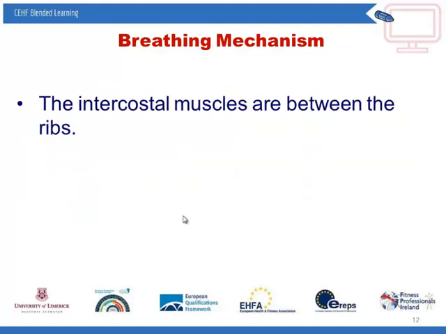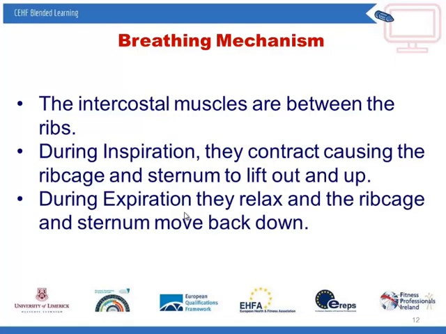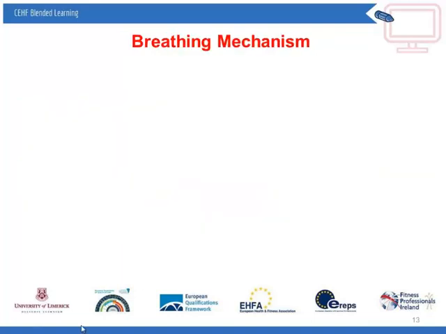The intercostal muscles then, which are between the ribs, during inspiration they contract, causing the rib cage and the sternum to lift out and up, and again this causes the thoracic cavity to increase in size. During expiration then they relax and the ribcage and sternum move back down into position again, and the size of the thoracic cavity decreases again. It is the contraction and relaxation of these muscles that brings about breathing. And these muscles are under the control of our autonomic system.